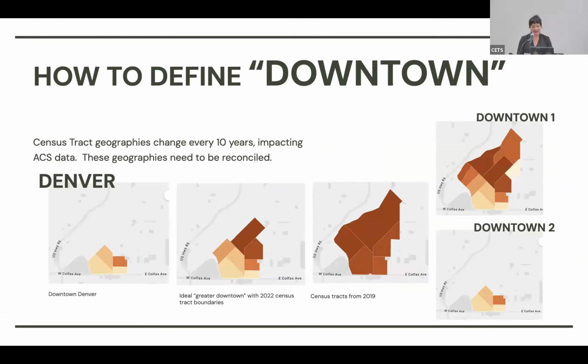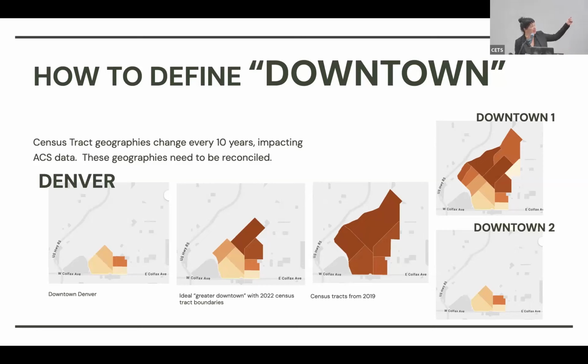But the defining downtown process did not happen very neatly and cleanly, though. Census tract geographies change with every decennial census, as I discovered as a part of this project. And they did so in 2020. So this results in different geographies from different years that you're trying to compare data from. And these geographies need to be reconciled.